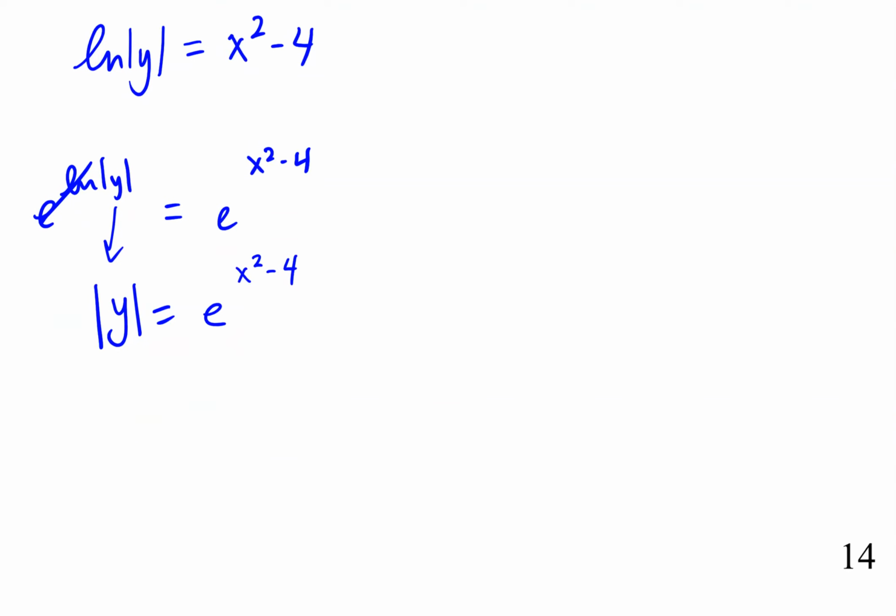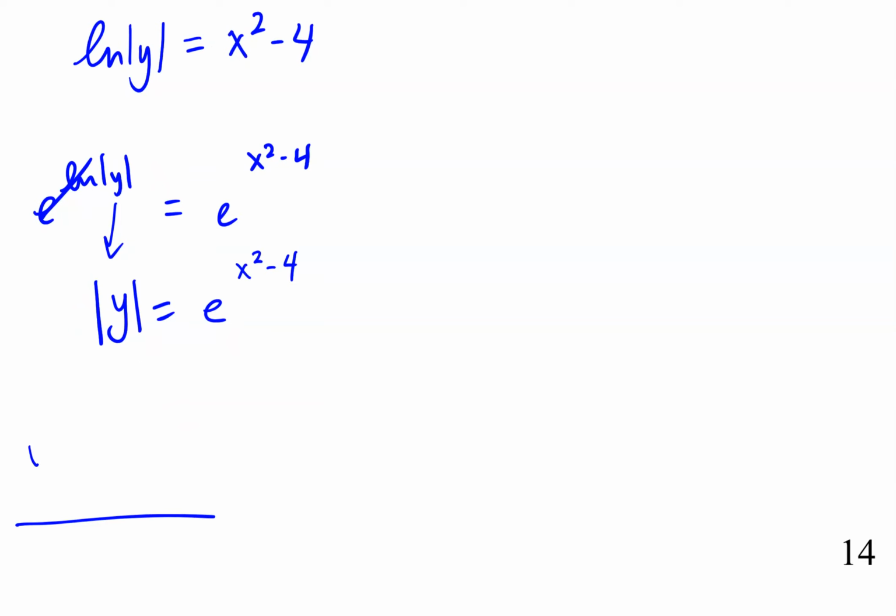Really, think about what absolute value means, right? If I have absolute value of y is equal to 5, that means there's two solutions, right? Because absolute value is just how far away you are from 0. So it could be -5, it could be +5. So this just means plus or minus. So y is going to be plus or minus e to the x squared minus 4. Now the issue is, is it plus, is it minus? Which one do we choose?